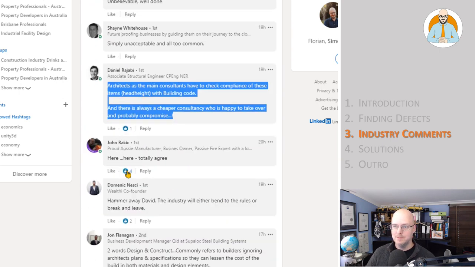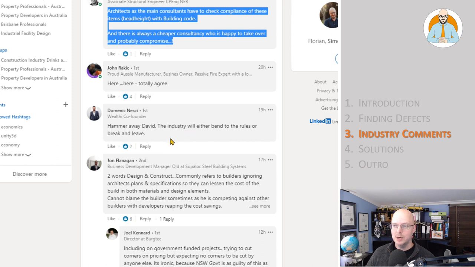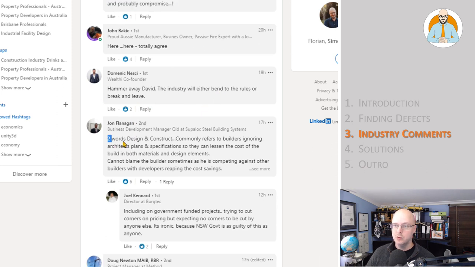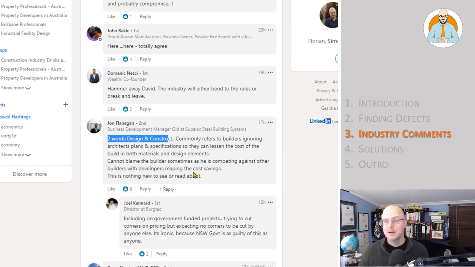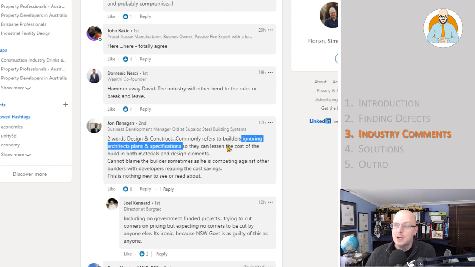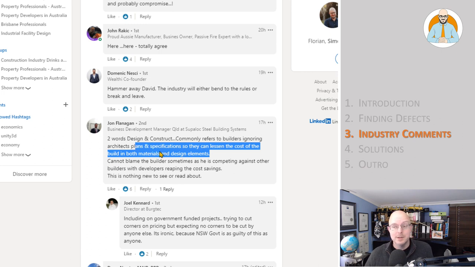So here, totally agree. Hammer away, David. The industry will either bend to the rules or break and leave. Two words, design and construct. Oh, here we go. I'm not the only one. Commonly refers to builders ignoring architects' plans and specifications so they can lessen the cost of the build in both materials and design elements. Yep, 100%.